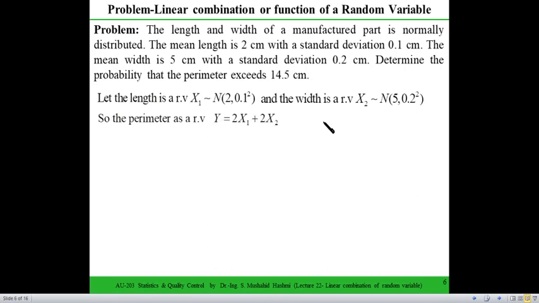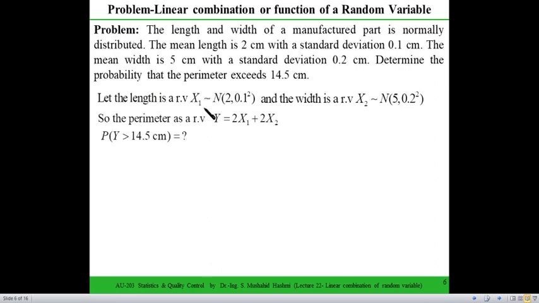So as we know, the perimeter is twice the sum of the length and the width. So it would be twice x1 plus twice x2. That would be y, a random variable which would be the perimeter. As given in this problem, the probability that the perimeter should be greater than 14.5 centimeters. So we need to work out this probability.